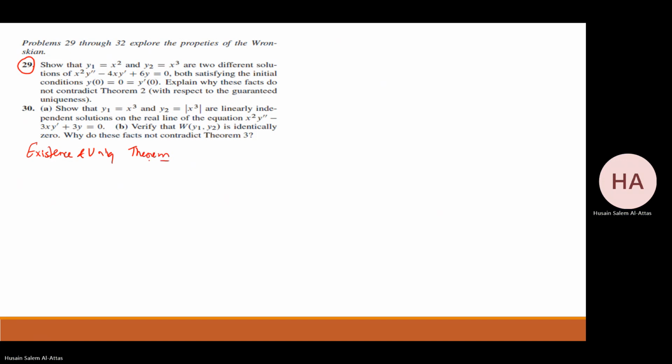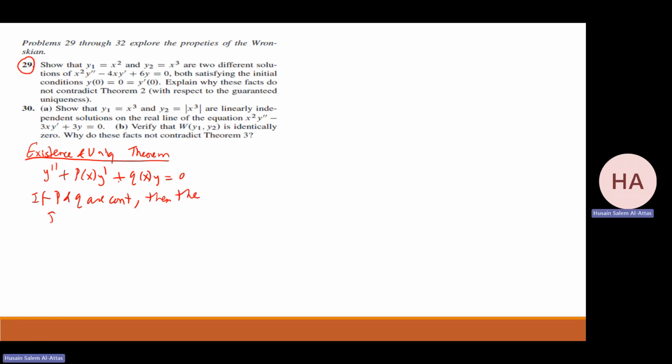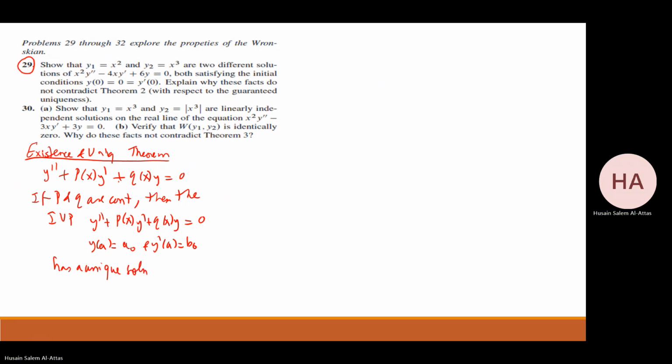Here, we say what? If I write the equation in this form, let me just remind you: if p and q are continuous, then the initial value problem with y at a equal a0 and y prime at a equal b0 has a unique solution. That's the existence and uniqueness theory.